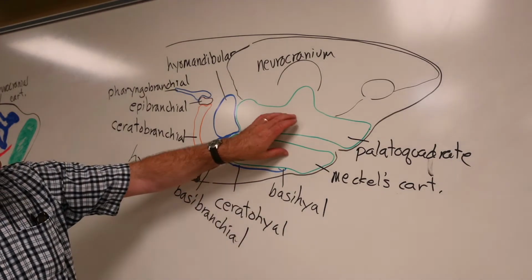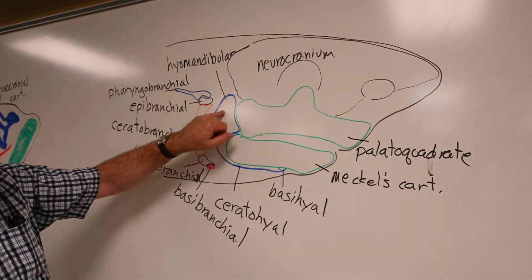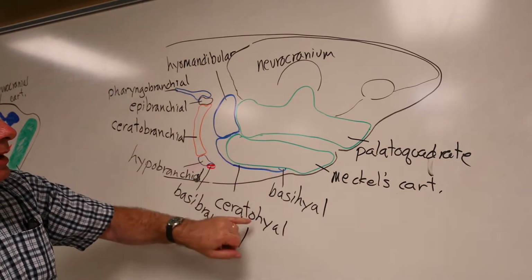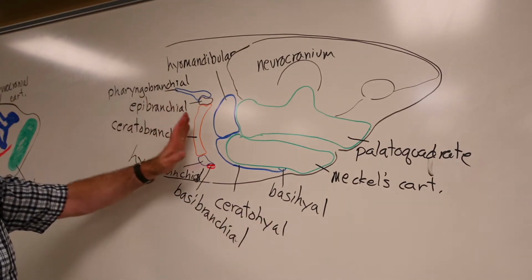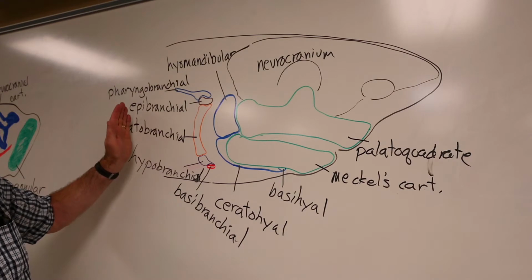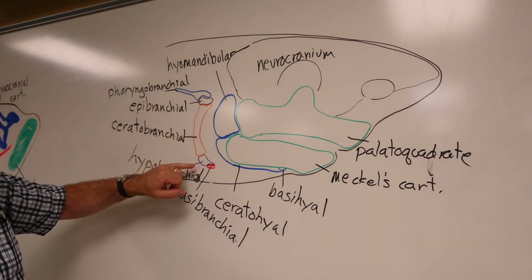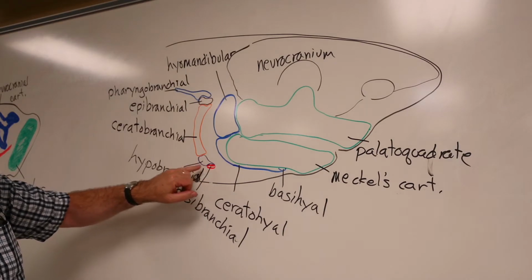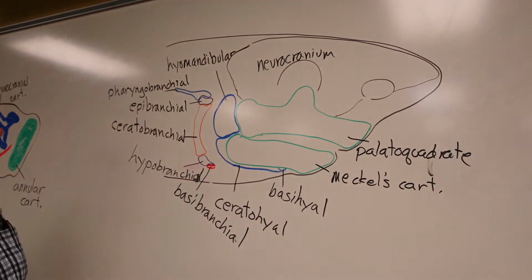So this is considered the first arch, the mandibular arch with the palatoquadrate and Meckel's cartilage, then the hyoid with hyomandibular, ceratohyal, and basihyal, and then the branchial arch, the first of usually 4 branchial arches back here, 4 or 5, and they run from the basi, hypo, cerato, epi, pharyngobranchial cartilages.